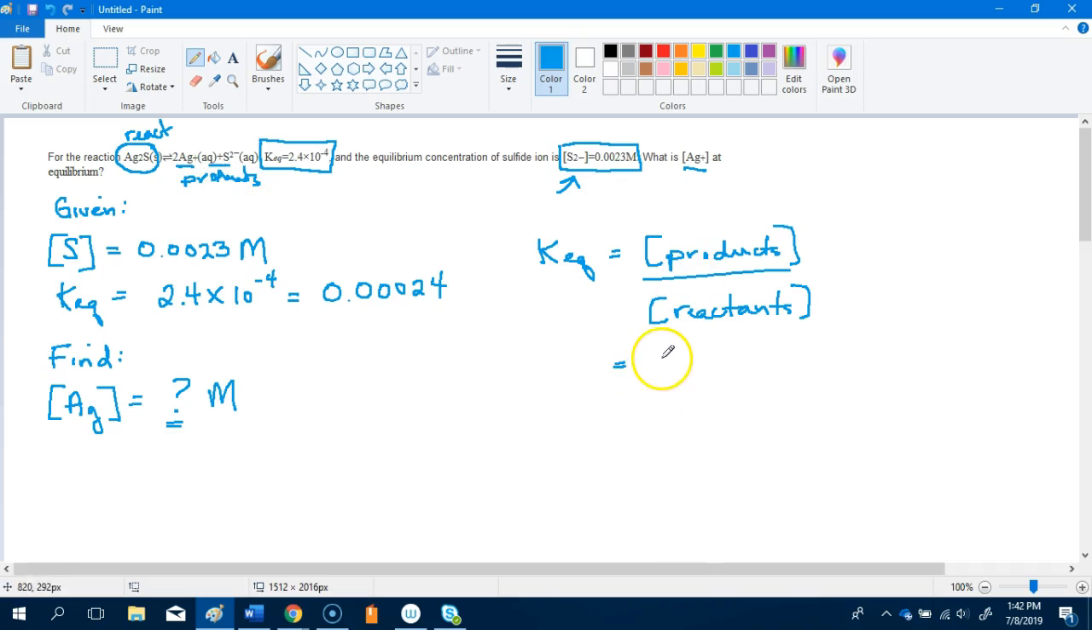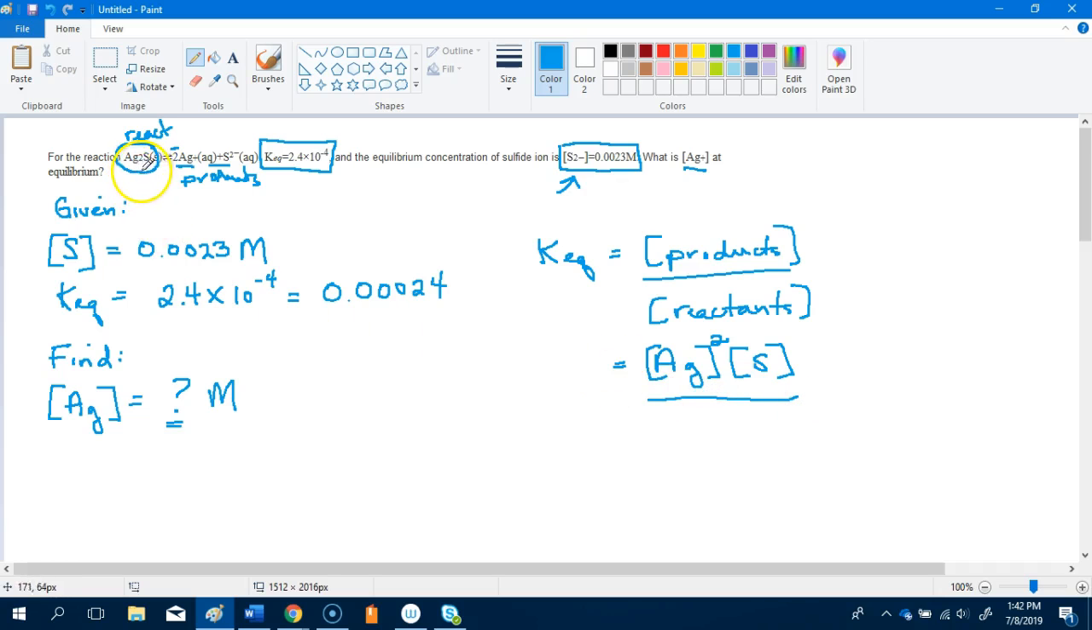So my products on the top are going to be the concentration of the silver ions times the concentration of my sulfur ions, but my silver ion has a coefficient in front of it of 2, so that means I'm going to raise this concentration to the power of 2. So remember, whenever you're rewriting these equilibrium constant equations, that if there is a coefficient in front of a product or a reactant, that's what you're going to raise it to, raise the power to that coefficient number.